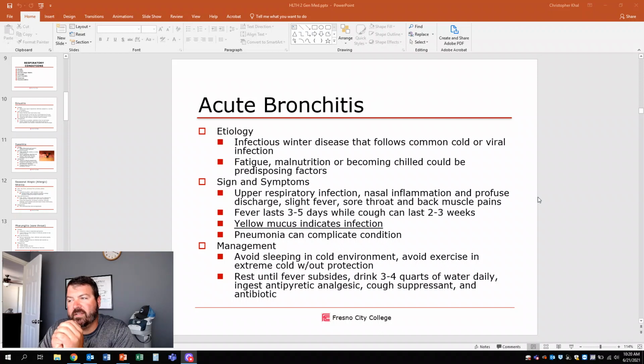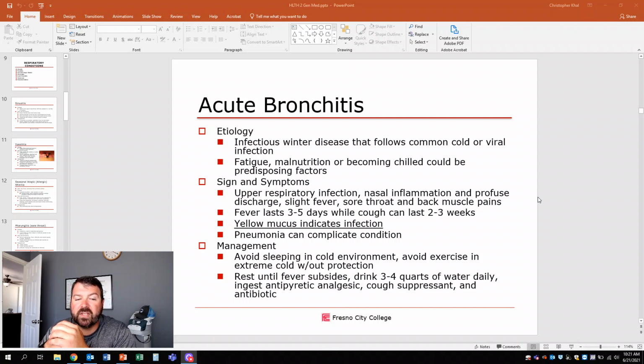All right, acute bronchitis. Okay, so it's an infectious winter disease that usually follows the common cold or viral infections. Fatigue, malnutrition, becoming chilled may be predisposing factors. Okay. Signs, symptoms: okay, upper respiratory infection, nasal inflammation, profuse discharge. You could have a fever, sore throat, especially from all that drainage going back into your throat from your nose, and back muscle pains. Okay, or just general muscle aches.